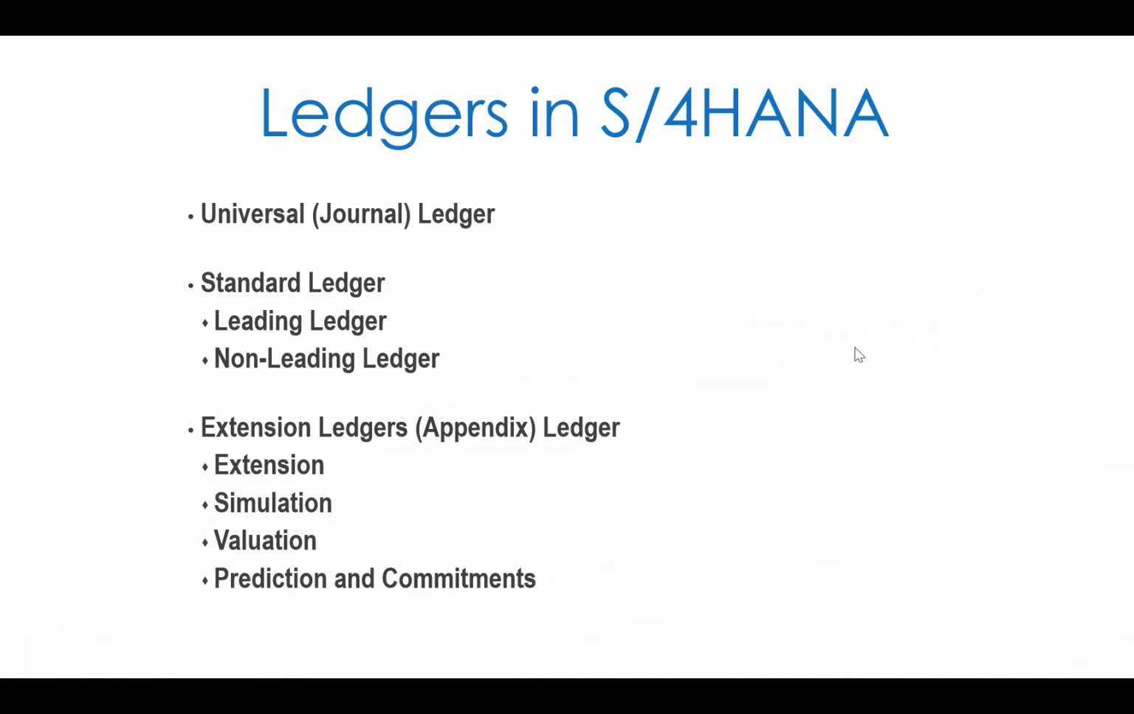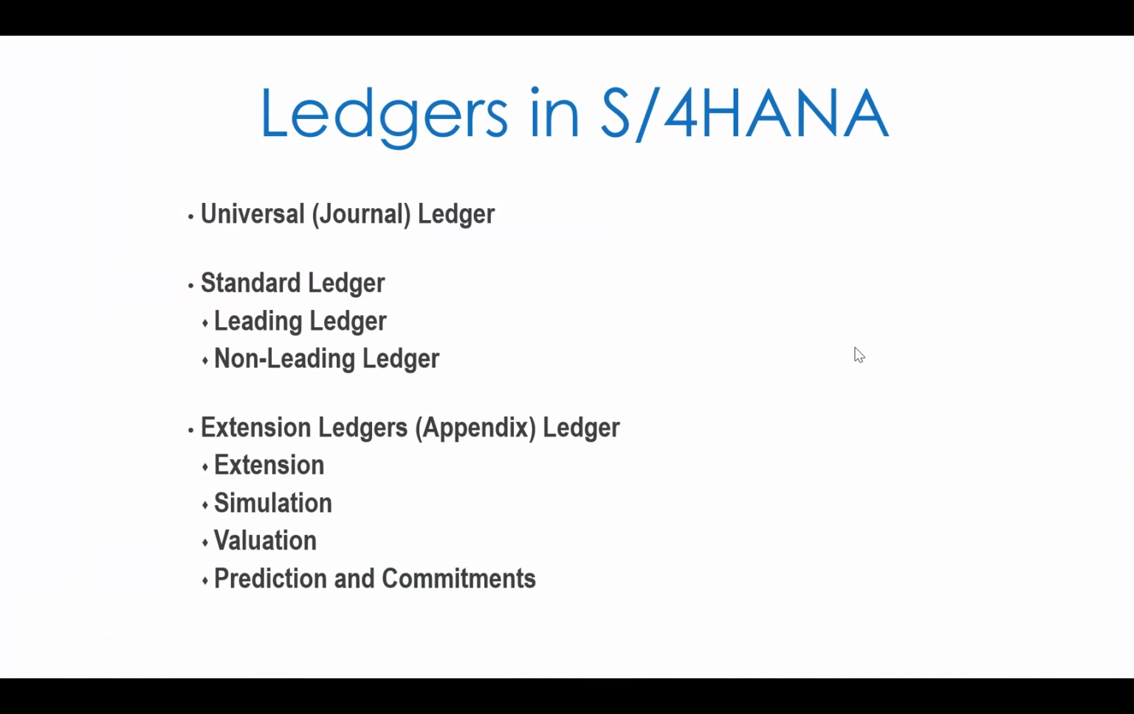So first is the Universal Journal, which we can also call the Universal Ledger, which is a huge table containing multiple fields from different modules. Then we have the Standard Ledger, and the Standard Ledger is what in the ECC system was called the leading ledger or the non-leading ledger.